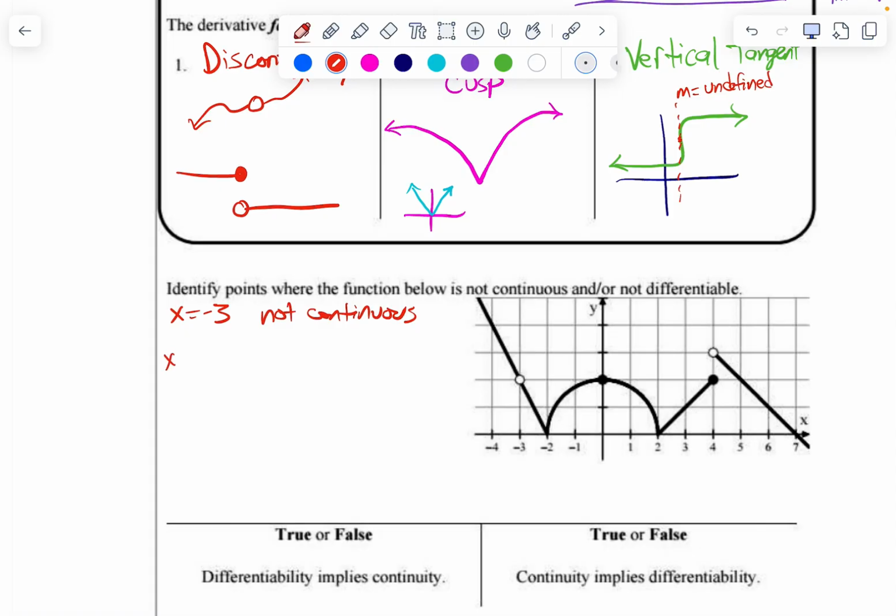Is it continuous there? Yeah, thinking of limits, the limit from the left is 0, the limit from the right is 0, and the function's value is 0. So yes, it's continuous, but it is not differentiable because no matter how far we zoom in on that, it's going to be a point. Okay, next point.